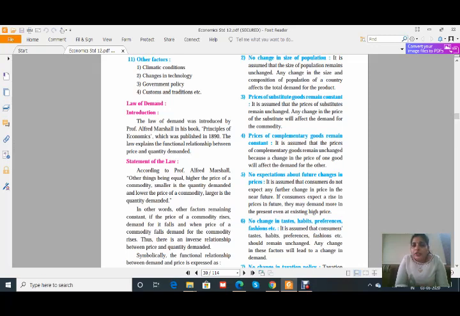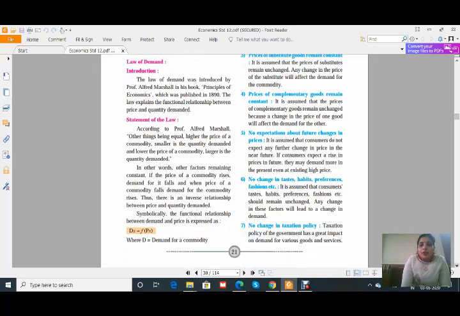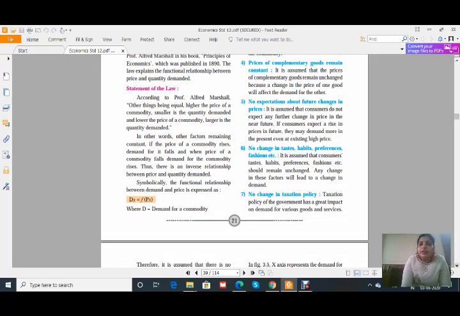Now, no change in taste, habit, preference, fashion, etc. This is also an important one for the existence of this law. For the study of this law, at this particular time, there should not be a change in taste, habit, preference, fashion, etc. of the consumer. Because if it is changed, then the quantity demanded will change. Even if the price is lower, the consumer will not purchase anything which is out of fashion. Therefore, the fashion, taste, habits, and preference of the consumer should remain constant.